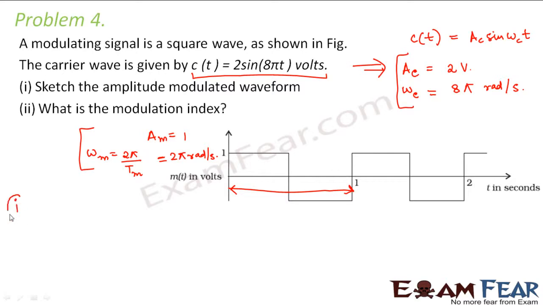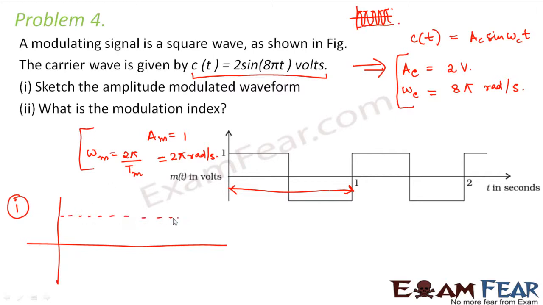Now, when I want to sketch the amplitude modulated waveform, I'll first sketch the carrier wave. Now how is my carrier wave? It is going to be a high frequency wave, somewhat like this, with this amplitude as AC. So let me first mark this AC. What is my AC here? AC is 2 volts. So this will be 2, and this will be minus 2. So that is going to be my AC.